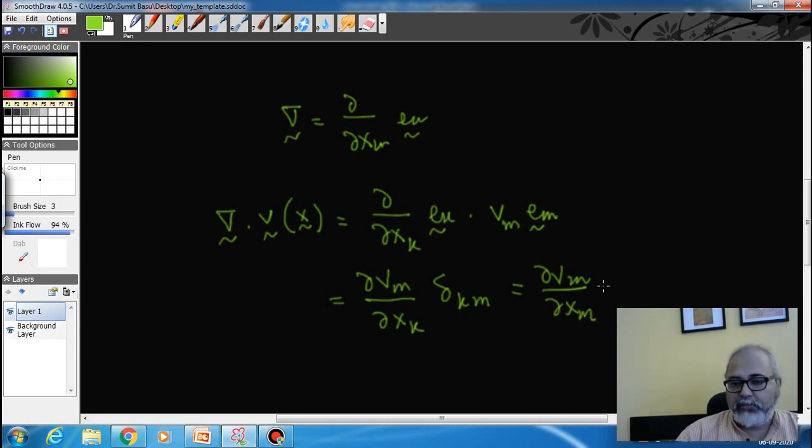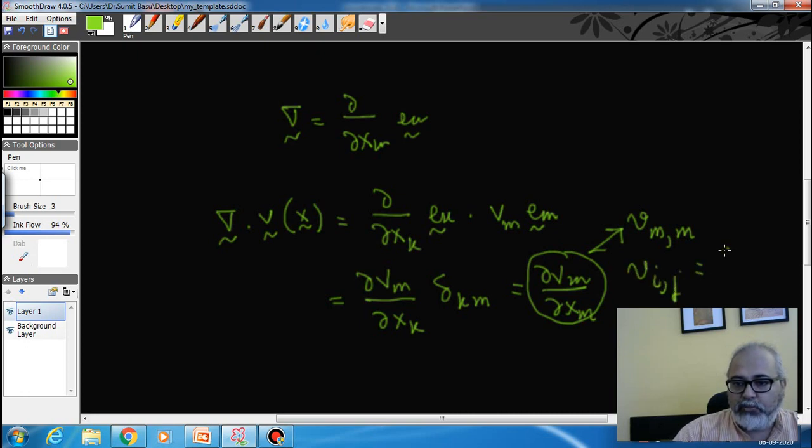Both m are repeated indices, so this is actually a sum: del v1 del x1 plus del v2 del x2 plus del v3 del x3. And one thing to remember is that these kinds of derivatives, we will very often denote them with a comma. So vi comma j would mean del vi del xj. So this is what it will mean, and we will be writing this as vm comma m.